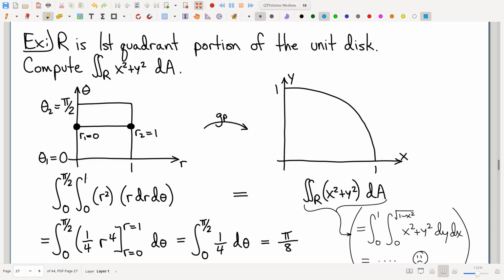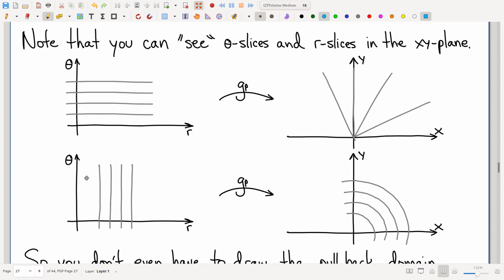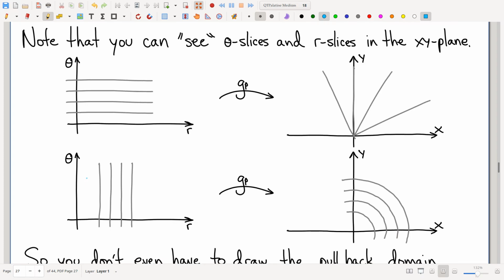So in practice, how can we make this a little bit more convenient so I don't have to intuit the new domain and then check that the edges work out and all that kind of stuff? So here's the clever observation. You can actually see all of the slicing that you're doing in the r theta plane. You can see all of that in the xy plane. You don't have to draw the pullback.